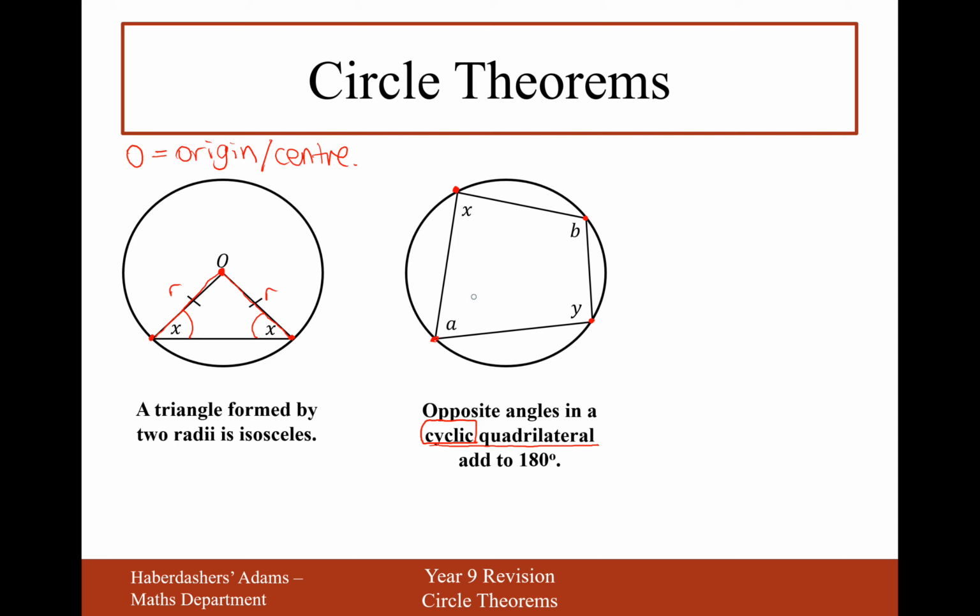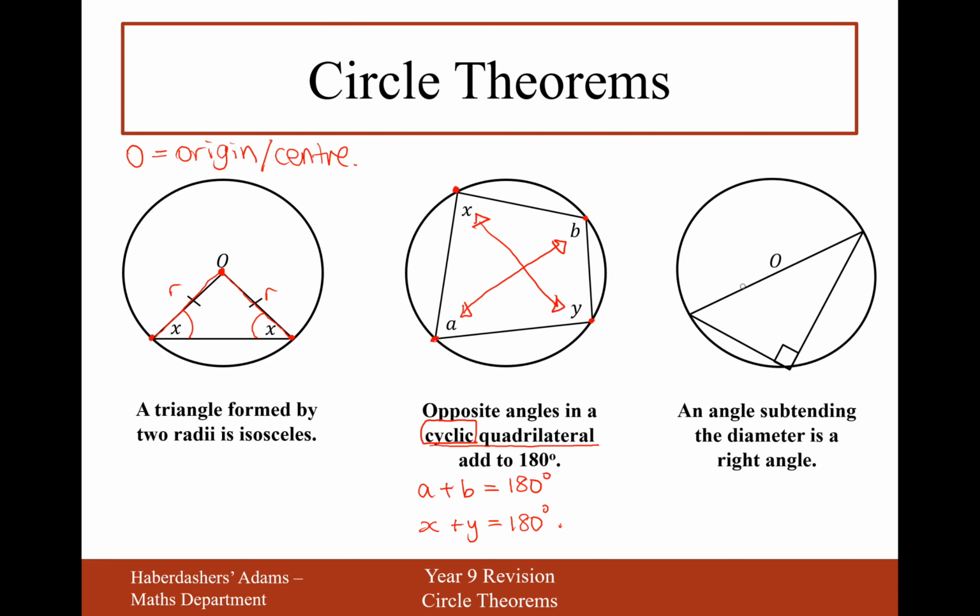Now in particular, there's a set of rules to do with the angles in this quadrilateral. Yes, they'll add up to 360. Angles inside a quadrilateral always add up to 360. But specifically in a cyclic quadrilateral, the two opposite angles will add up to make 180. So in this diagram, A and B will add together to make 180. And so will X and Y. X and Y will add together to make 180 degrees as well. Let's move on to the third one.